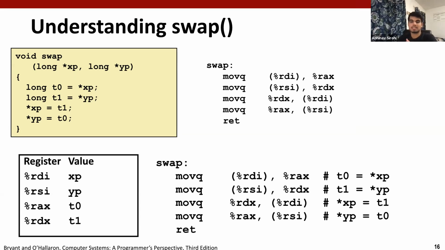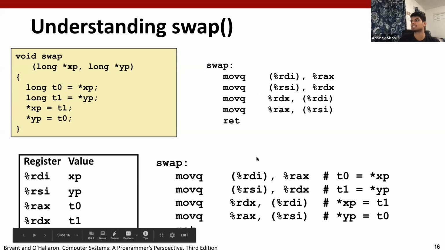No, percent RDI and percent RSI are the actual register names. So when you write out their names, you get the value in it. So you get the pointer. And then if there's a memory address, we dereference it and we send it over to RAX. And then we dereference RSI, which contains YP, and we move it over to RDX. We moved the value in YP over to T1, and T1 in our case is RDX here.